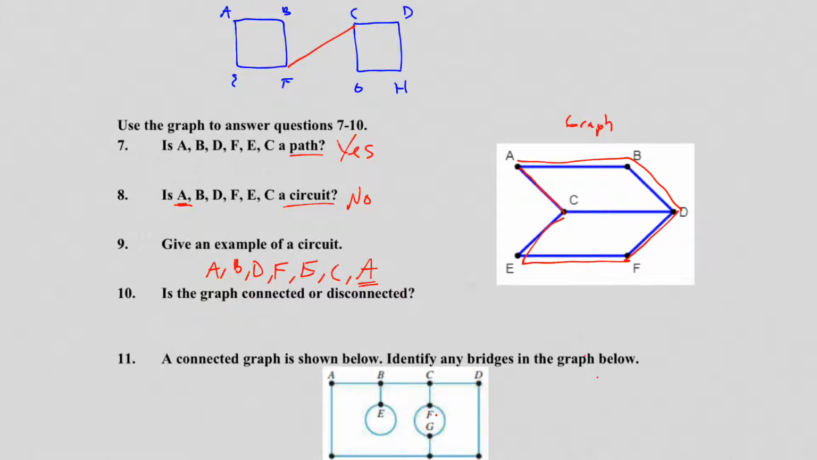Okay. Is the graph connected or disconnected, guys? Are there any spots that are disconnected? No. So it's connected. So there's no disconnected vertices. Sometimes you'll have one. Okay?